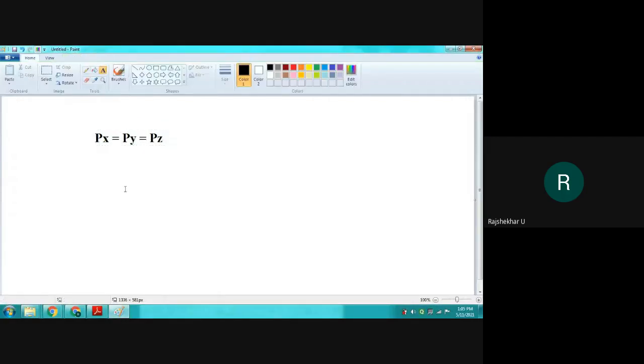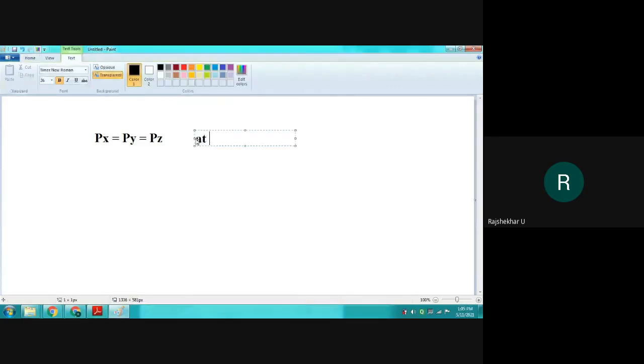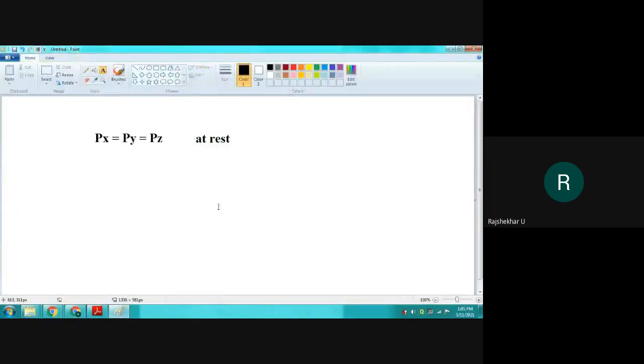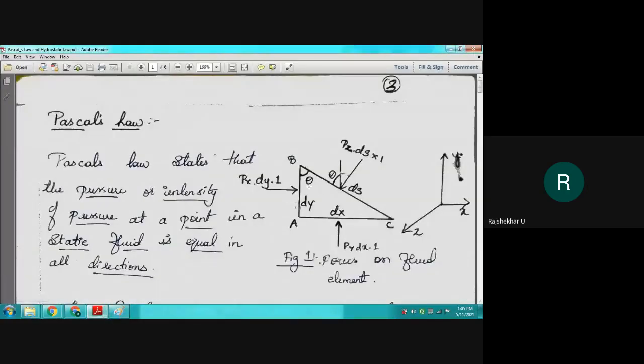Pressure at any point in a fluid is equal in all the directions, whether you take it x, y, or z. But this is true only when the fluid is at rest. Okay, this is applicable only when we are studying fluid statics, not fluid kinematics. Note down this point.